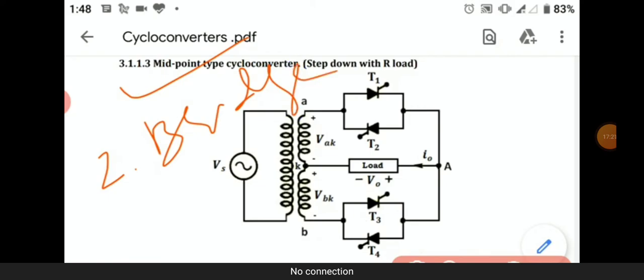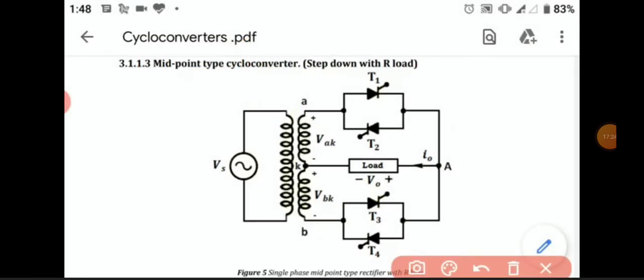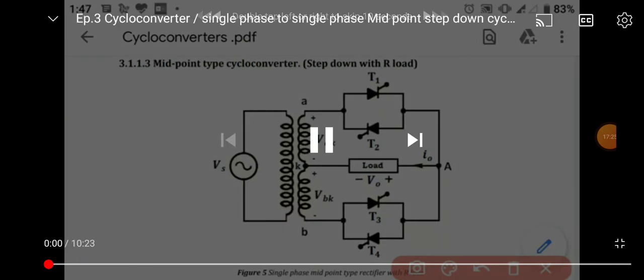Converters. You can also see that the circuit diagram.